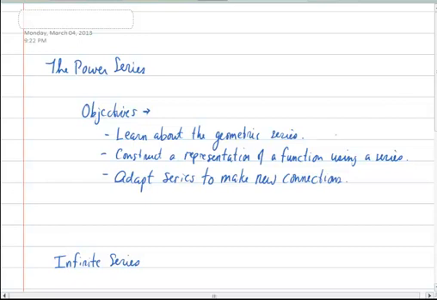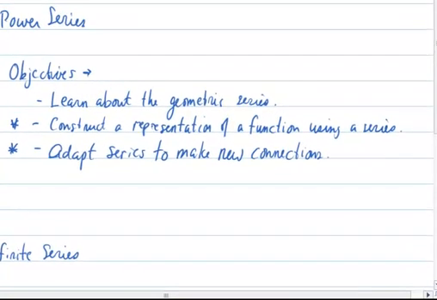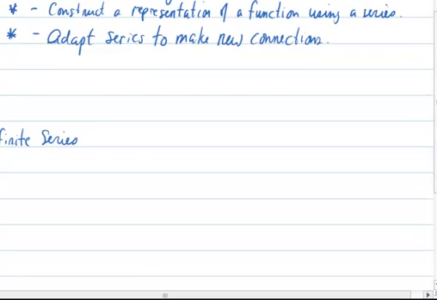So what we're going to first do is talk about what an infinite series is. We're going to talk about what a geometric series is. You should have had this somewhere in pre-calculus, and our goal, with the geometric series, is to construct a representation of a function using that series, and to adapt the series to make new connections to other types of functions. So let's first start out and just define a few terms.